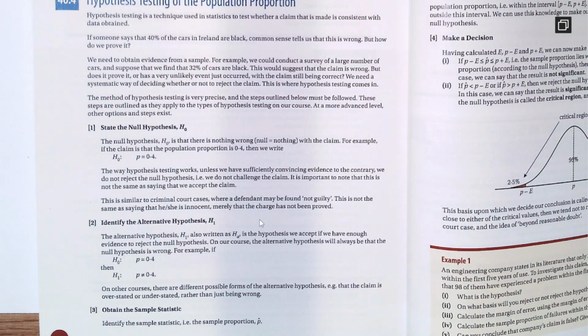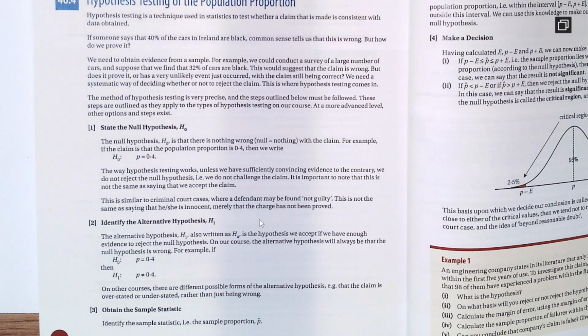Now, we need to obtain evidence from a sample. For example, we could conduct a survey of a large number of cars and suppose that we find that 32% of cars are black. This would suggest that the claim is wrong. If someone says that 40% of the cars in Ireland are black, common sense tells us that this is wrong. But how do we prove it?